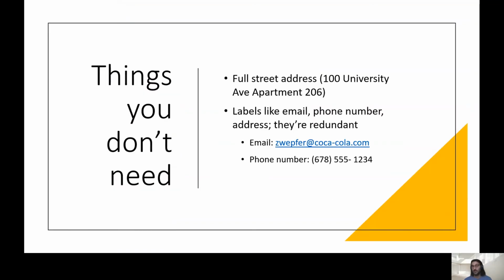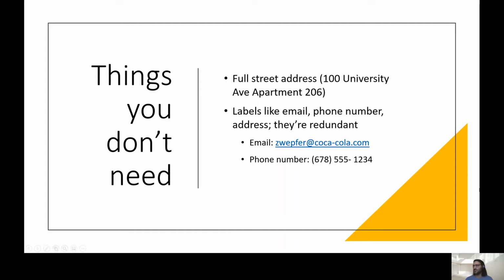Things that you don't need to include are your full street address. As a recruiter, I don't need that until I'm going to do an offer. I do want to know your city and your state or country and your zip code. And oftentimes I'm actually going to use that to find people that are close to the job. So it might be within a 50-mile radius or a 25-mile radius. But I don't need to know that you live at 100 University Avenue, apartment 206. It's just not necessary, and it takes up more space.